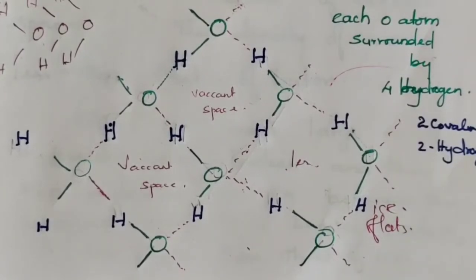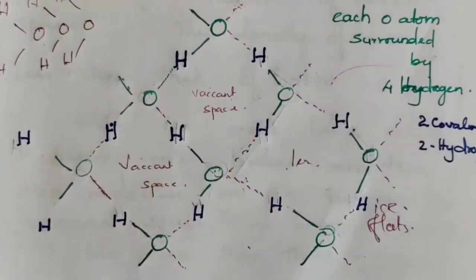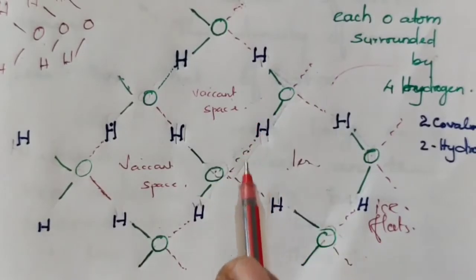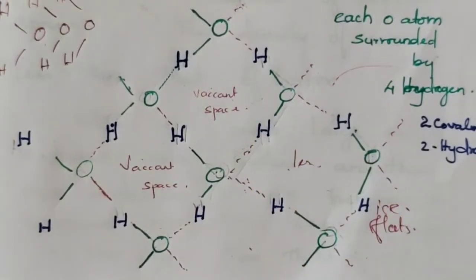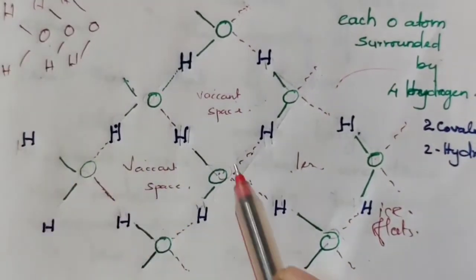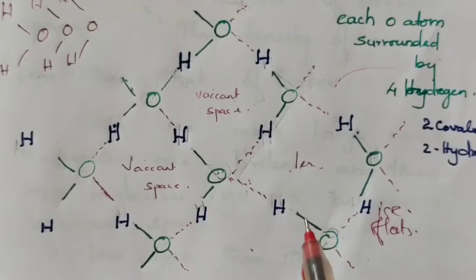Why does ice float on water? Because the density of ice is lower than that of water. Why is the density lower? Because ice has an open structure with a lot of vacant spaces. But in water, it is a somewhat closed structure, and one water molecule gets into the other. Hence the density is more in the case of water than ice. Since ice is less dense, it floats on the water.